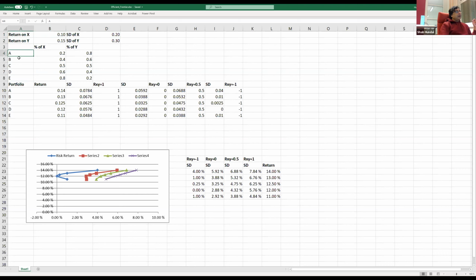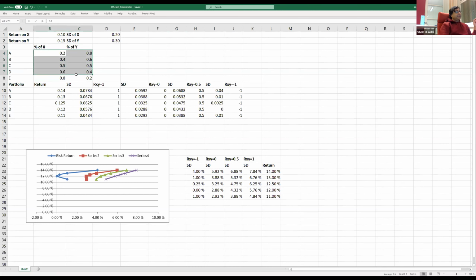These are your alpha. Remember, in the generalized notation, I was using the phrase alpha I and alpha J, which means the proportion of investment in stock I, X, and the proportion of investment in stock J, Y. So you can see that you can pick up a combination. When you pick up a combination, it means you are investing.